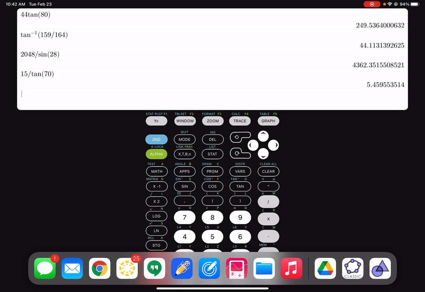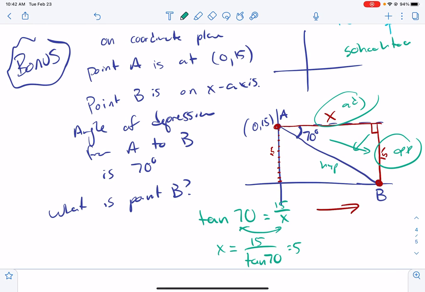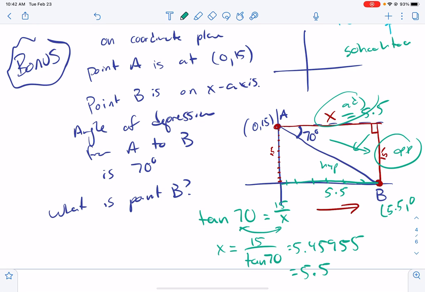5.45955. Well, let's round that to one decimal. So let's say that that is 5.5. So that means that this distance right here is 5.5, which is kind of cool because that means that this distance right here is also 5.5. So now I know my point, because my point B is over 5.5 and it's up and down 0 because it's on the x-axis. So I know it's not up and I know it's not down.